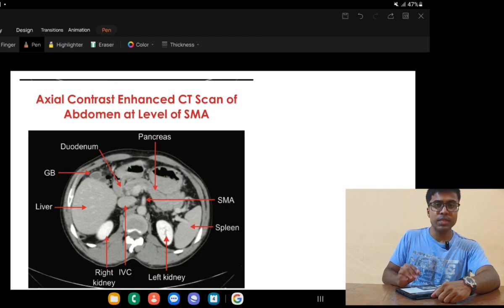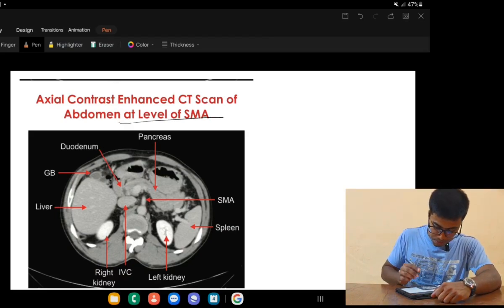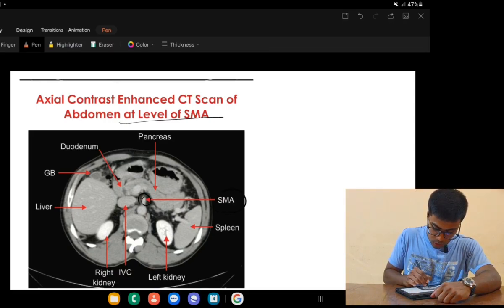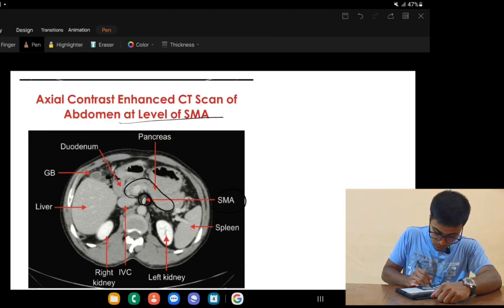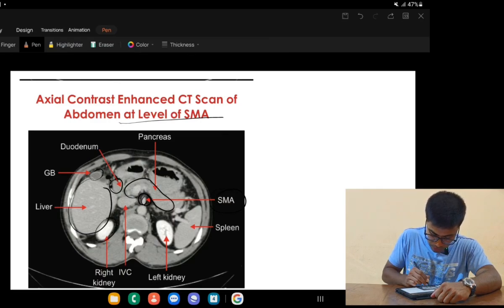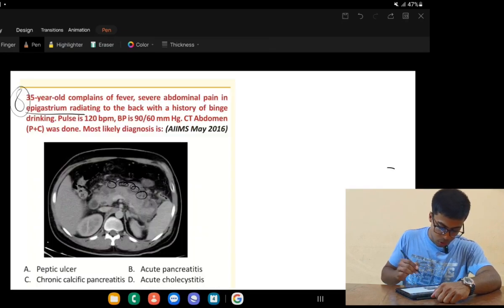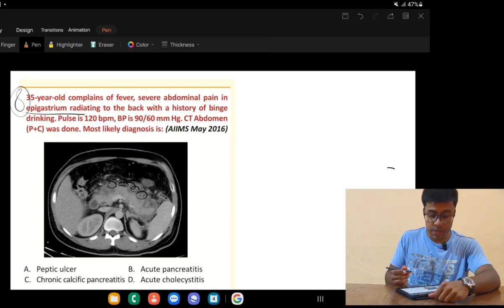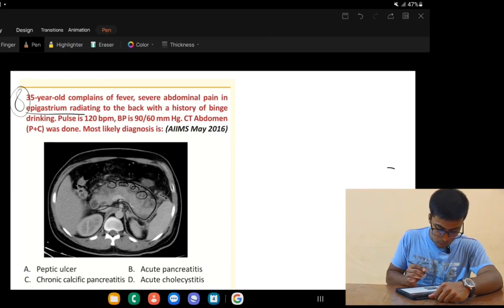This is the contrast enhanced CT scan of the abdomen at the level of the SMA, the superior mesenteric artery. Related to this we should know the structures. Here is the pancreas, here is the duodenum, here is the gallbladder, then comes the liver, then the right kidney, inferior vena cava, then the left kidney and spleen. So we should know the structures. Now coming to the question, epigastrium, they have given, is related to the pancreas. Of course, it's the pancreas.